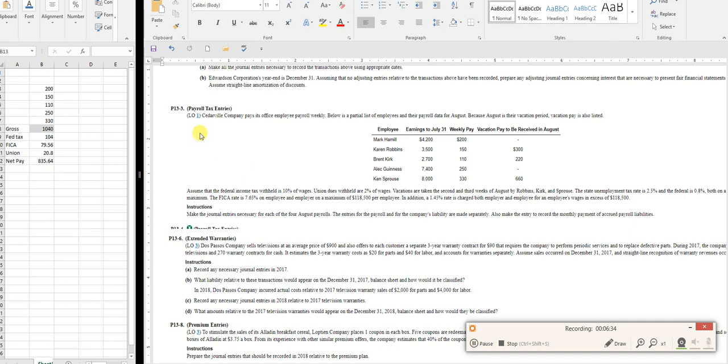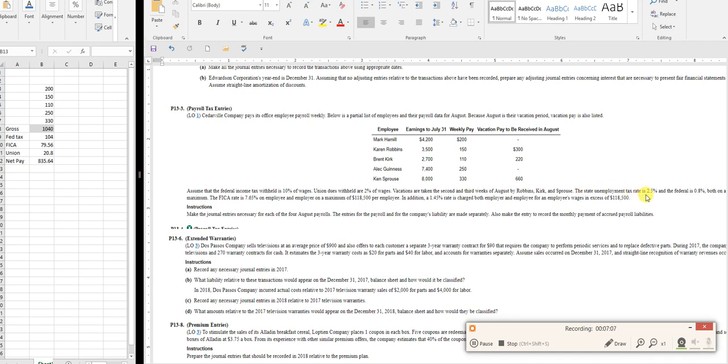Okay, now we're moving on to problem 3. This is a payroll. Assume the company pays its office employees weekly. Below is a partial list of employees and their payroll data for August. Because August is their vacation period, vacation pay is also listed. Assume the federal income tax withheld is 10% of wages, union dues are 2% of wages, and vacations are taken in the second and third weeks of August for Robbins, Kirk, and Sprouse.